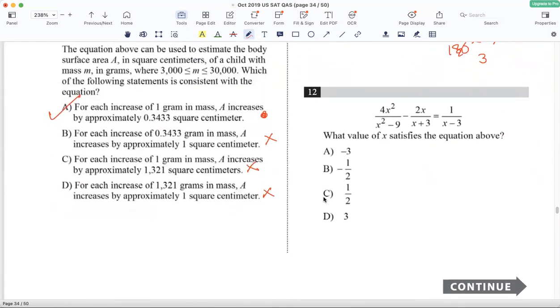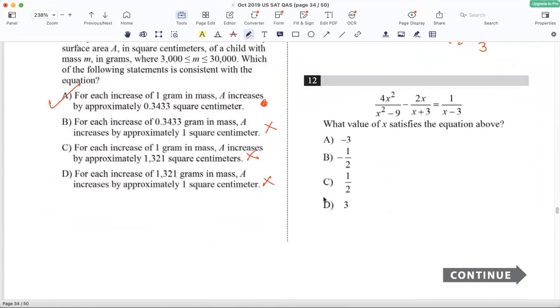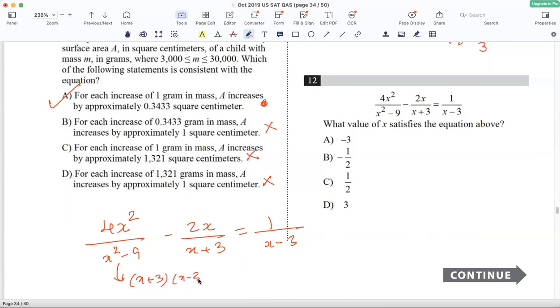What value of x satisfies the equation above? So 4x squared by (x squared minus 9) minus 2x by (x plus 3) is 1 by (x minus 3). Now I can see that my denominators have x squared minus 9, x plus 3 and x minus 3. And x squared minus 9 is simply (x plus 3) times (x minus 3). So I know that x cannot be plus or minus 3 because that would make my denominator 0.